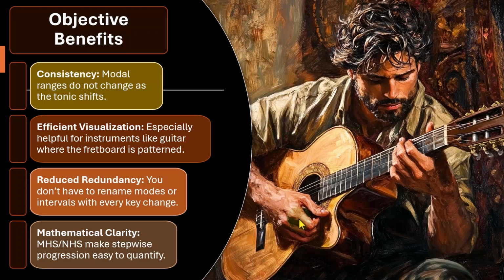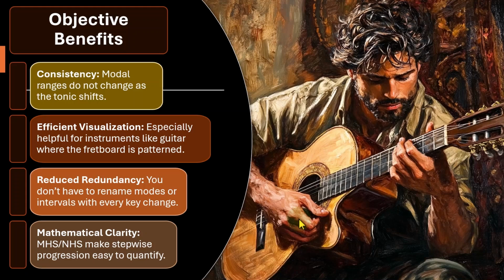Don't rename the map. Mathematical clarity. So the modal half steps and the note half steps make stepwise progression easy to quantify. So clearly, if you only have 12 notes around the block, and you only have 7 notes around the block that are the places that you actually stop at around the block, it'd be great to number them, because then you could do simple math.